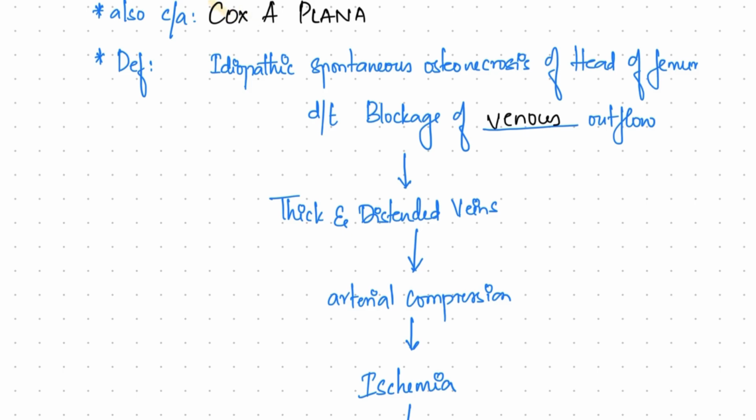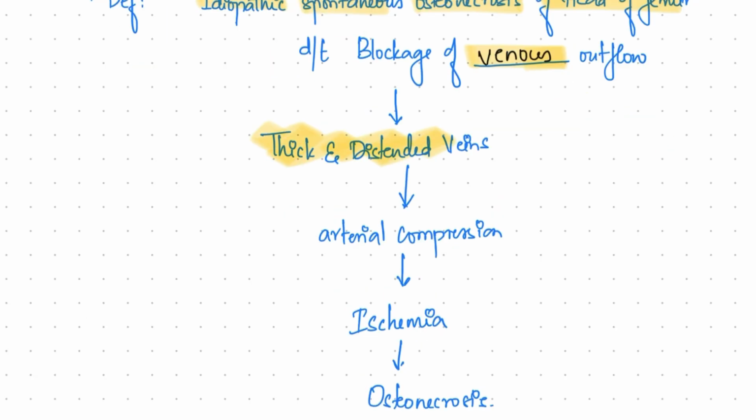It is also called coxa plana, and coming to its definition, it's an idiopathic spontaneous osteonecrosis of head of femur due to blockage of venous outflow. Remember, it's venous, not arterial. This leads to thickened distended veins, and it leads to arterial compression. Once compression happens, ischemia enters the game, right? Ischemia will happen, and it enters the final stage, osteonecrosis.